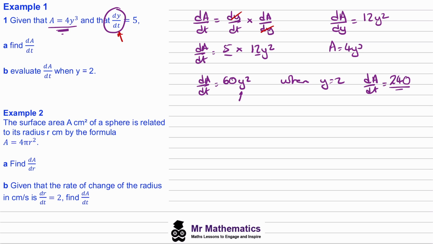Okay? So the way we go about problems like this is we begin with the chain rule. What do we need to cancel to be left with the dA by dt?